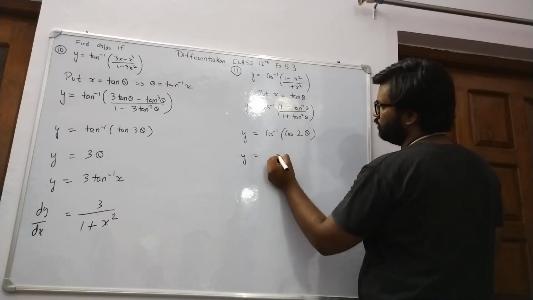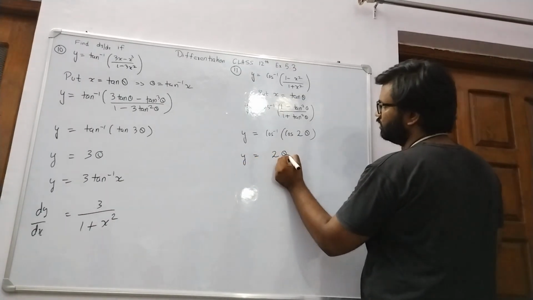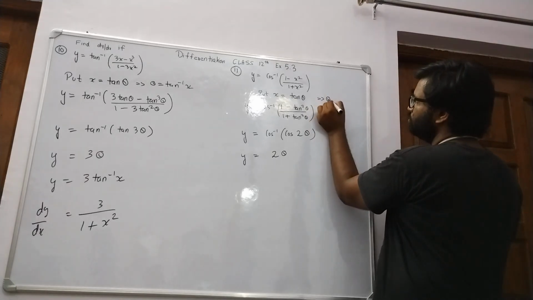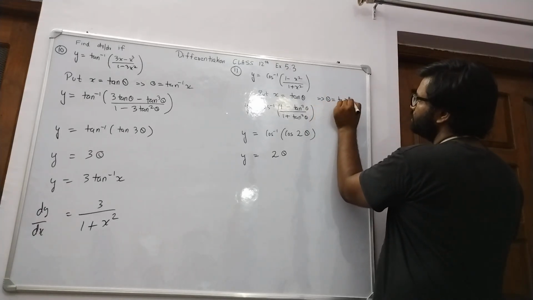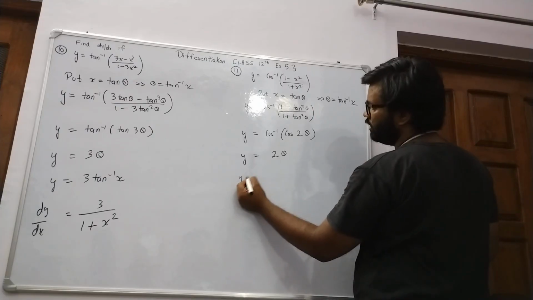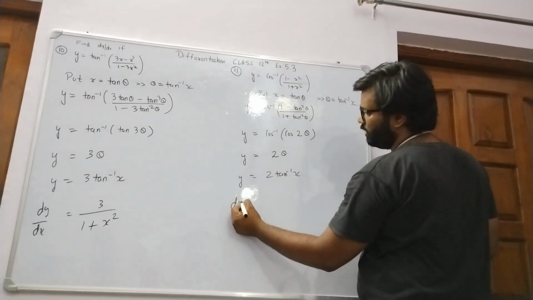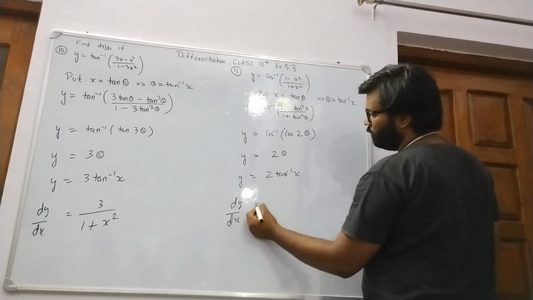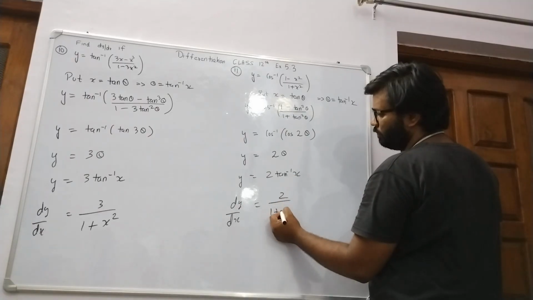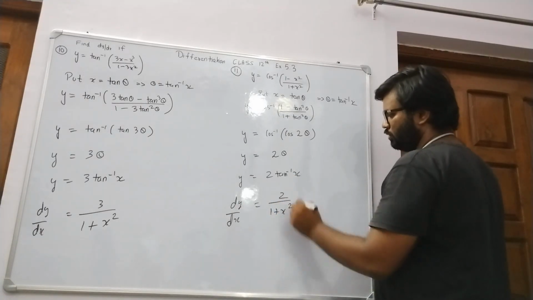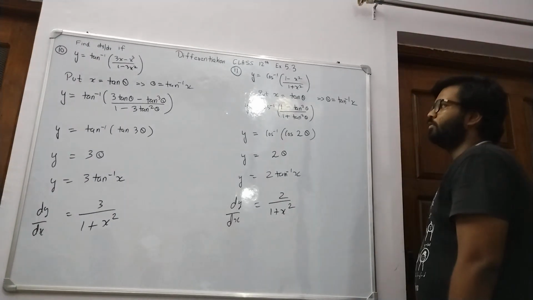So y is equal to 2 theta. So from here theta is equal to tan inverse x. So y is equal to 2 tan inverse x. So dy by dx will be 2 upon 1 plus x square. And this is the answer for question number 11.